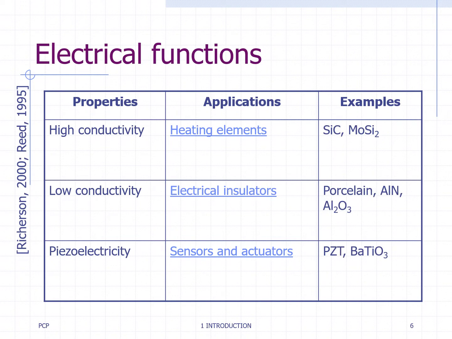Regarding electrical functions, we have as well a broad range of conductivities. Covalent-bonded ceramics such as silicon carbide or molybdenum disilicide are mostly semiconductors and may be used as heating elements in resistive furnaces or kilns. Otherwise, ceramics are mostly electrical insulators such as porcelain, aluminum nitride, or alumina. The latter ones are used as substrates for electronics, for instance.